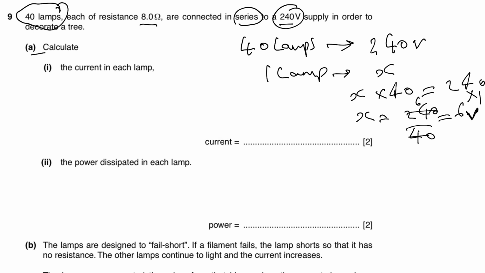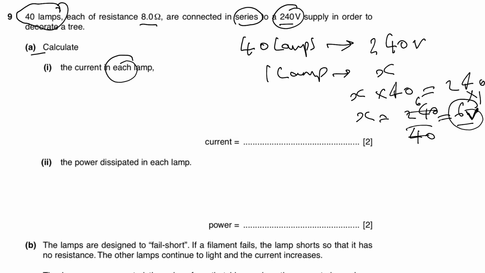Each lamp is sharing 6 volt, because they have asked for the current for each lamp. So we found the voltage, the potential difference, for each lamp. Now we will calculate the current. How can we calculate the current? We will use Ohm's law.